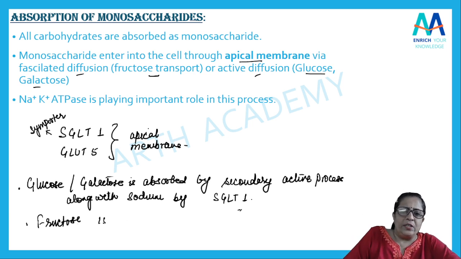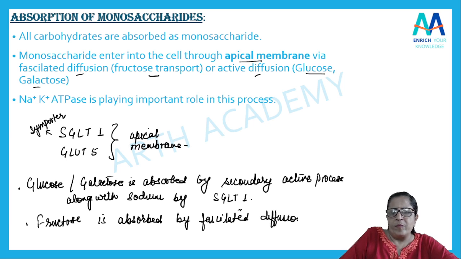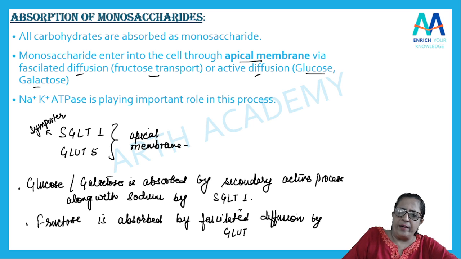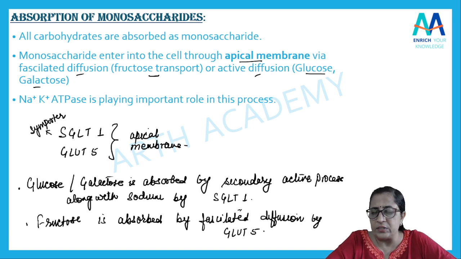And if I am talking about fructose, how is this fructose transported? The fructose is absorbed by facilitated diffusion, and it is done by your GLUT5. Again, I am repeating that both of them are present at the apical membrane of a cell.